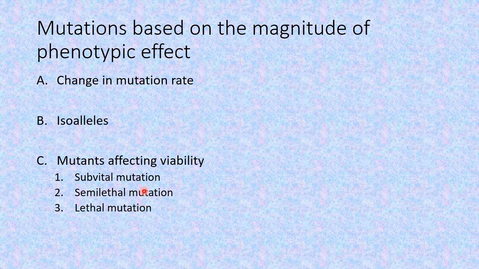And subvital mutations result in relatively greater viability than 10%, but they are not as vital or as viable as the wild population. That is, their viability is reduced as compared to that in the wild population.